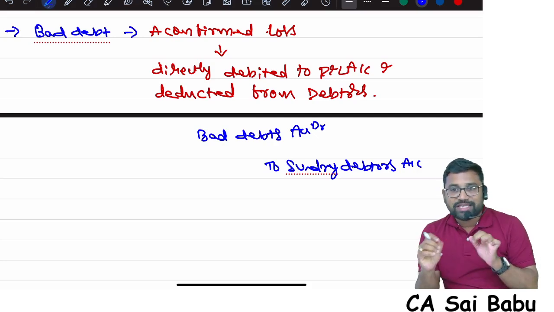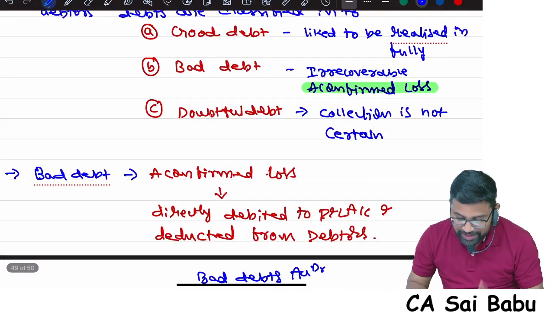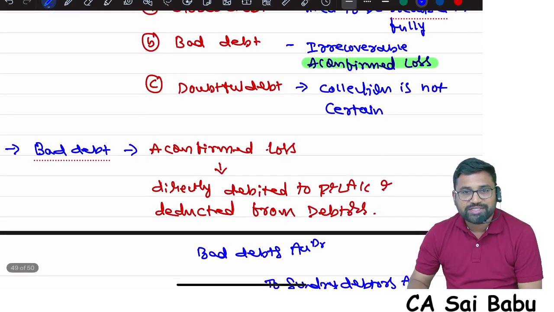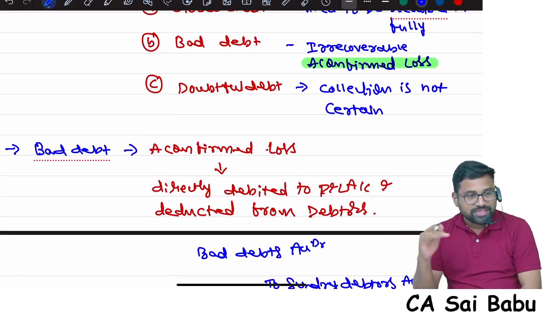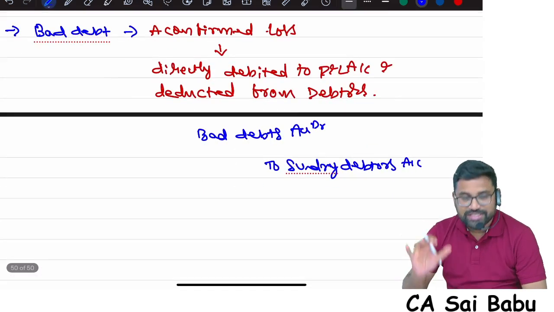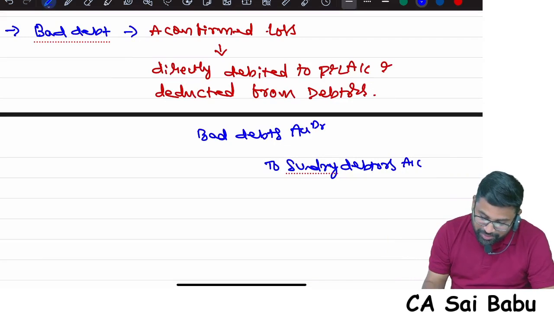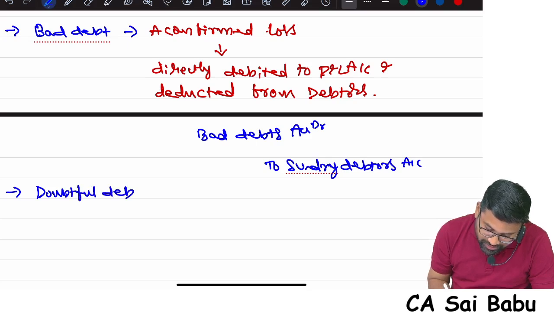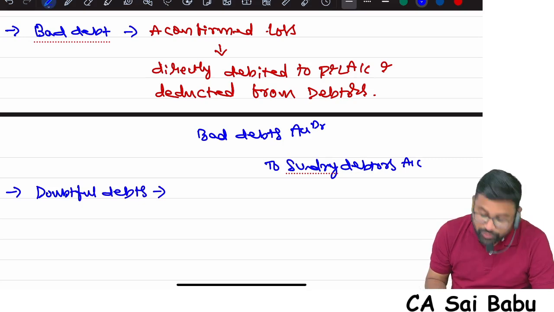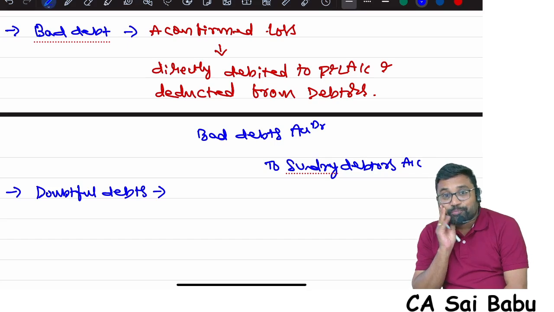Now, listen to me, the next thing, which is doubtful debts. So bad debts treatment you understood. Bad debts is a confirmed loss, which means it is directly transferred to the P&L account. So what is the entry for bad debts? Bad debts to sundry debtors. Now I am talking about doubtful debts. Doubtful debts means what? Whether it will be collected or not, we don't know. Can we say it is a confirmed loss? No, it is a possible loss.